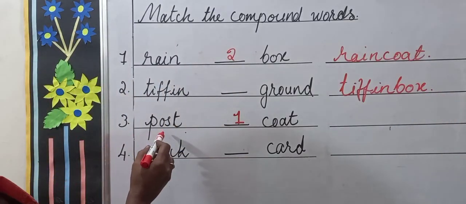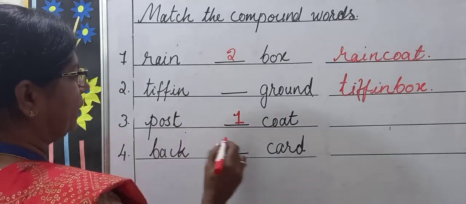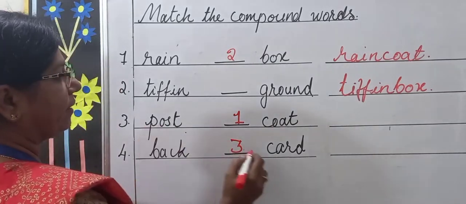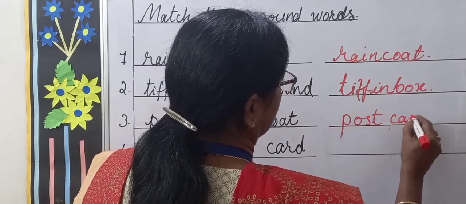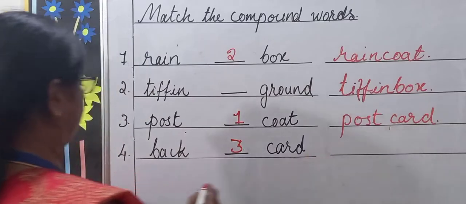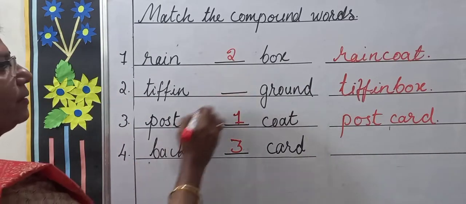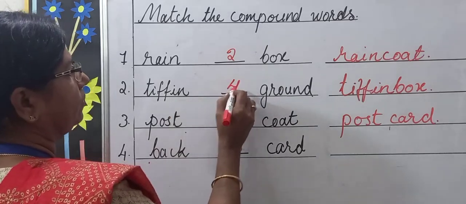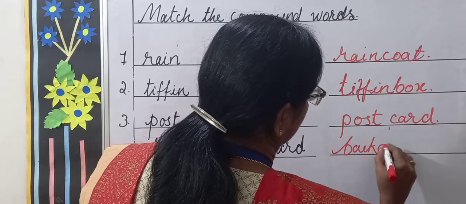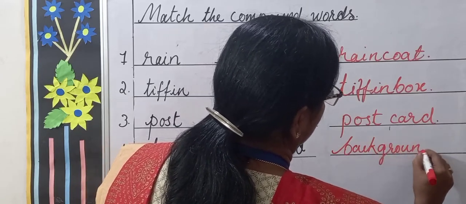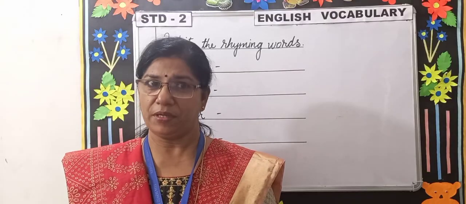Next one, post. Which word is matching? Postcard. So, the number will match with it and write down the word. Next word is bag. The one that is left. Background. So, number 4, background. Understood, children?